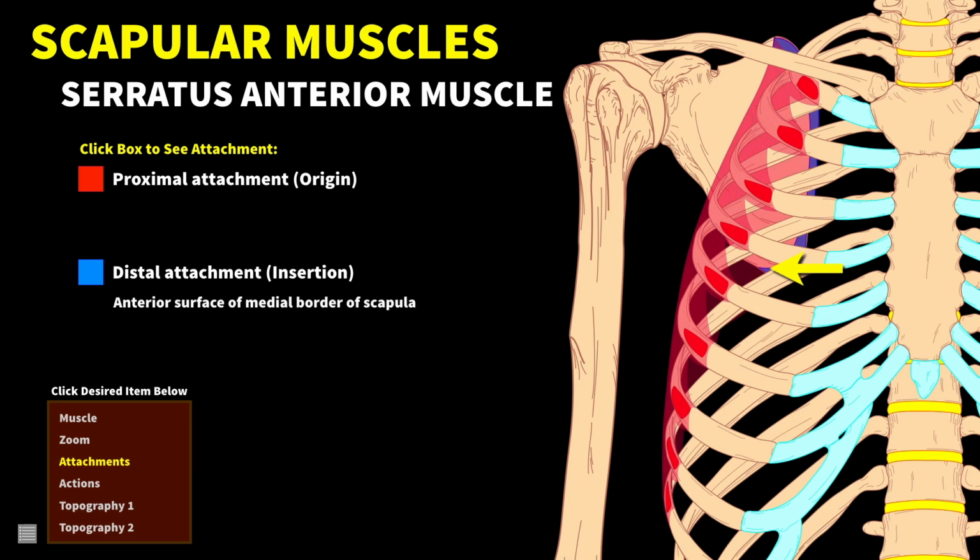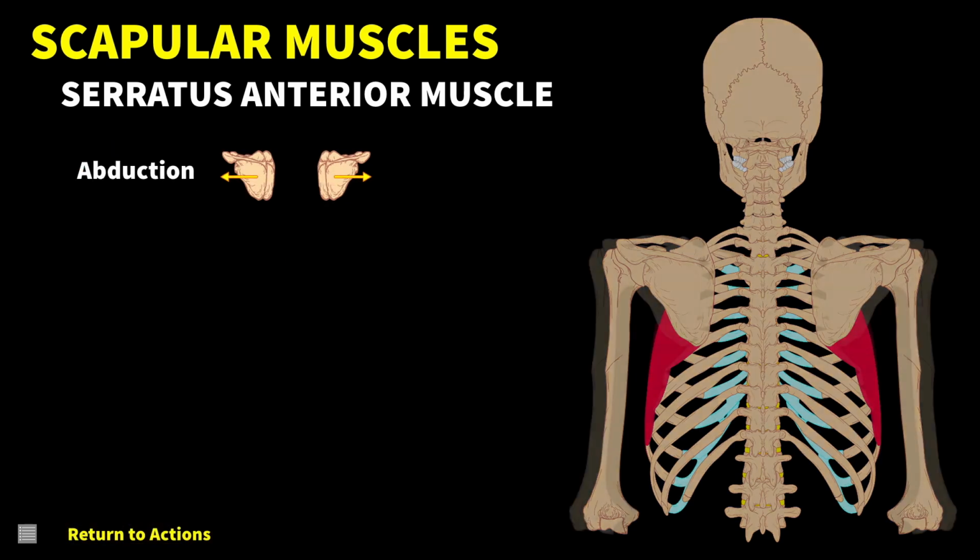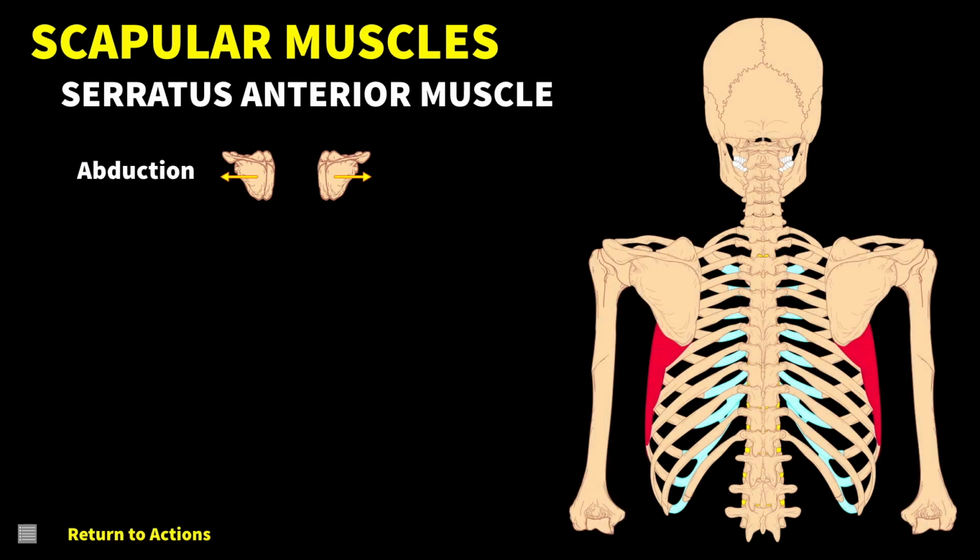With a clear knowledge of the attachment, see if you can deduce the actions the serratus anterior produces when it contracts. Let's see if you made the proper deduction. Abduction or protraction is fairly obvious.